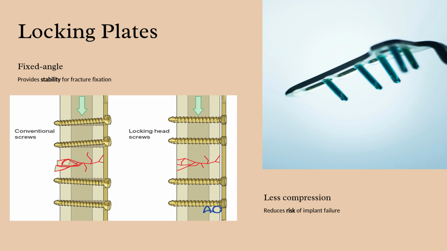That being said, let's talk about locking plates. Traditional plates depend on the plate pressing against the bone to create stability, but locking plates work differently. In a locking system, the screw head locks directly into the plate, creating a fixed angle construct. This means the plate and screws behave like one solid framework. Instead of squeezing the bone tightly, the plate acts more like an internal external fixator.